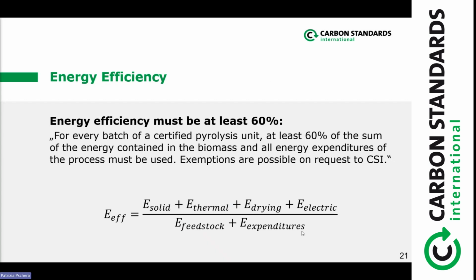And they are below the, they are the lower part of the formula, and above you have all the energy that you get from the process. So the energy contained in the biochar, thermal energy that you provide in the marketable way, energy that you use for drying, and electric energy. And the energy efficiency must be higher than 60%.